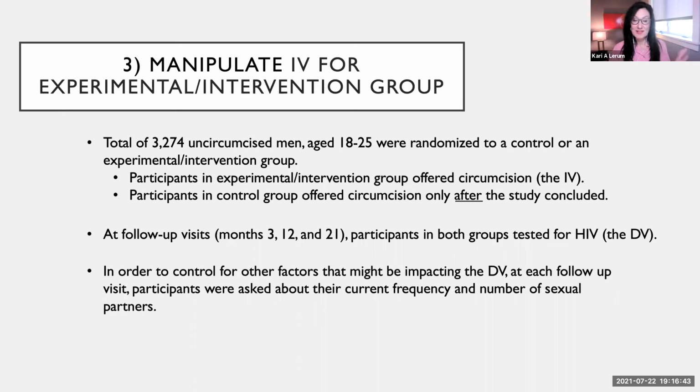In order to control for other factors which might impact the dependent variable, additional factors, they also asked participants, what have you been doing in the last 3 months, 6 months, whatever? How many partners have you had? How much sex have you had? How many, etc. These sorts of things which also might impact the dependent variable.